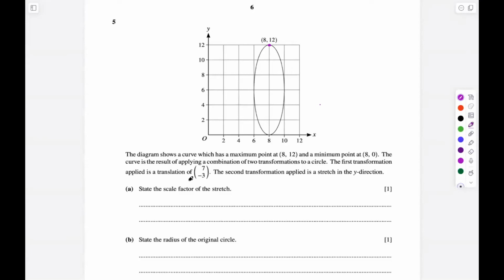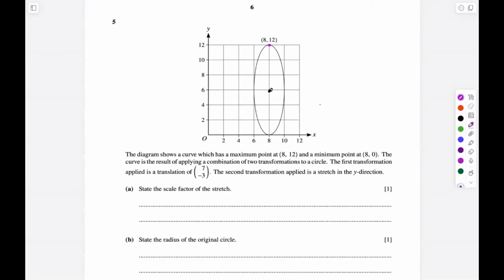In question 5, the diagram shows a curve which has a maximum point at 8, 12 and a minimum point at 8, 0. The curve is a result of applying a combination of two transformations to a circle. The first transformation applied is a translation of 7, minus 3. The second transformation applied is a stretch in the y direction.